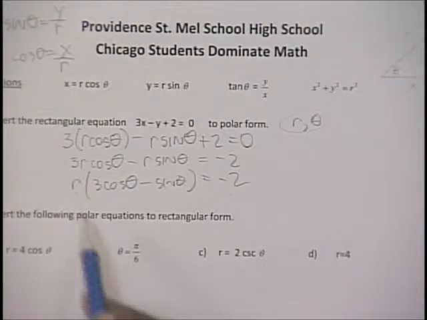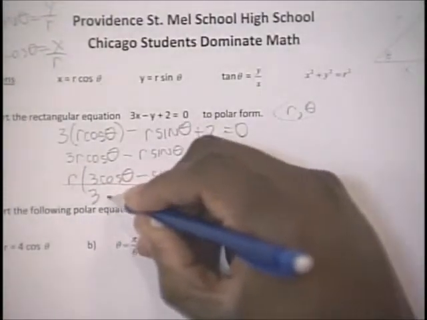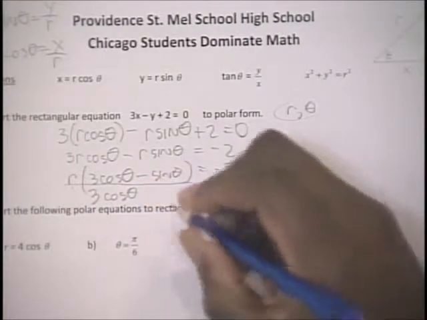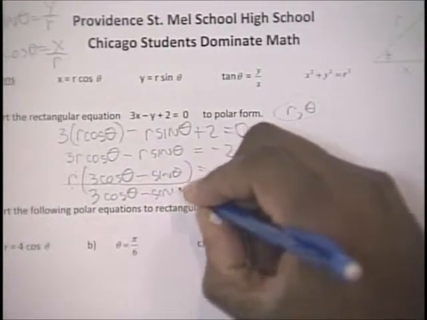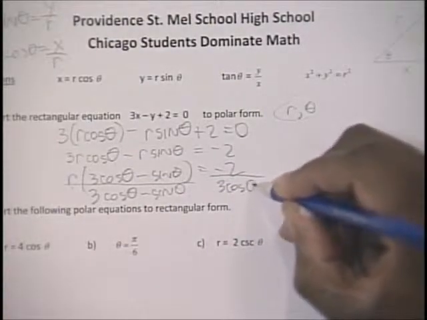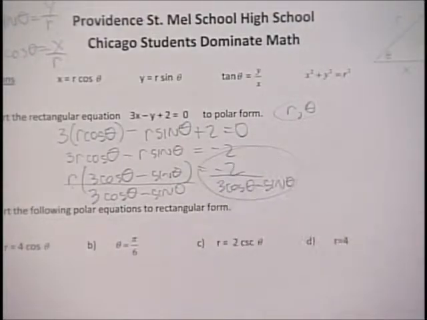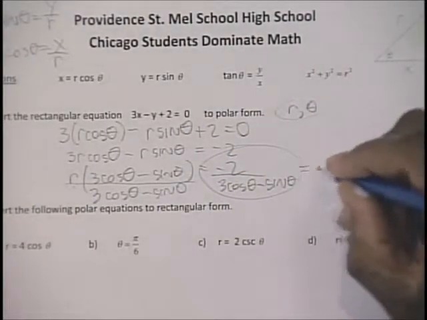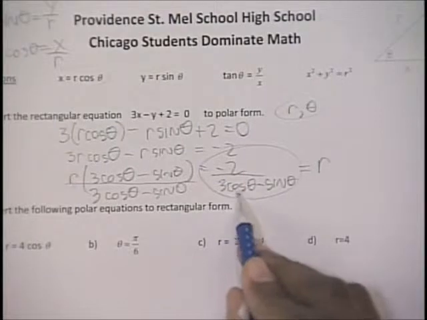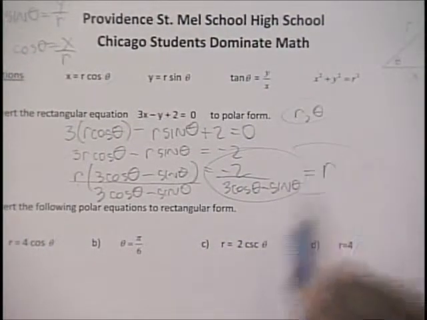Last step in solving for r would be to divide both sides by 3 cosine theta minus sine theta, and then that would end up being your final answer. Your final answer would be r equals -2 over 3 cosine theta minus sine theta. And like I say, that's our final answer there.